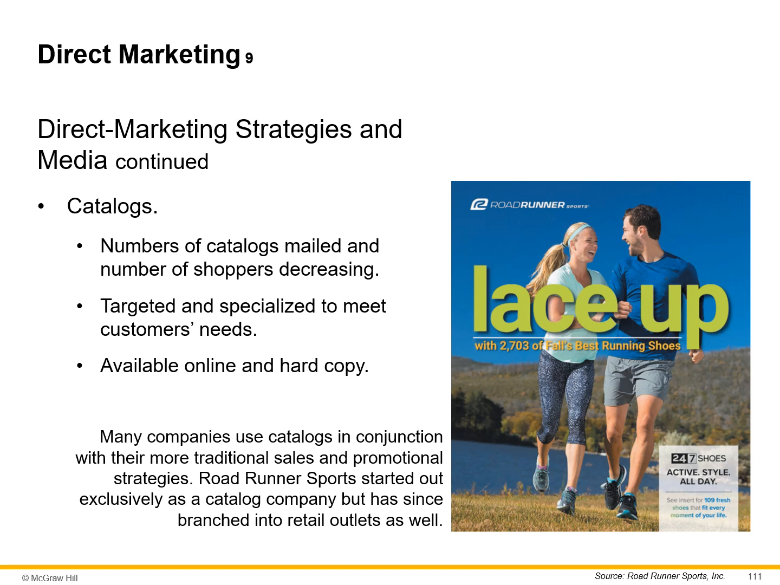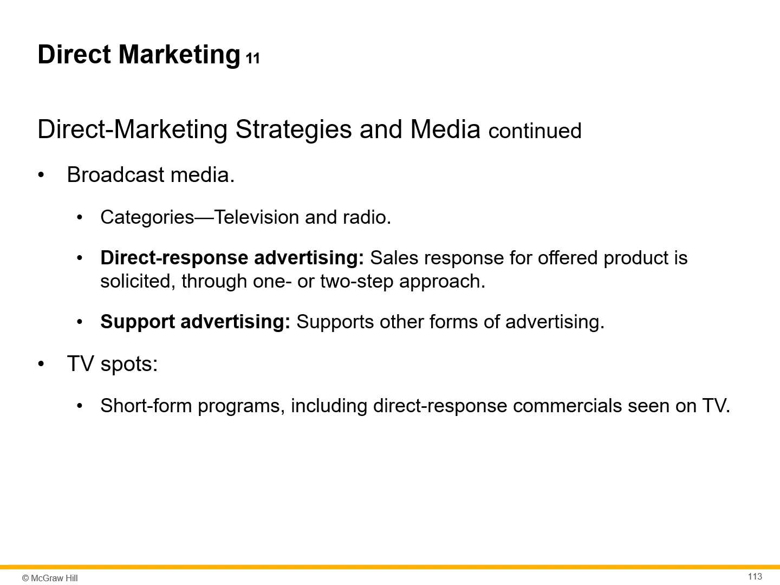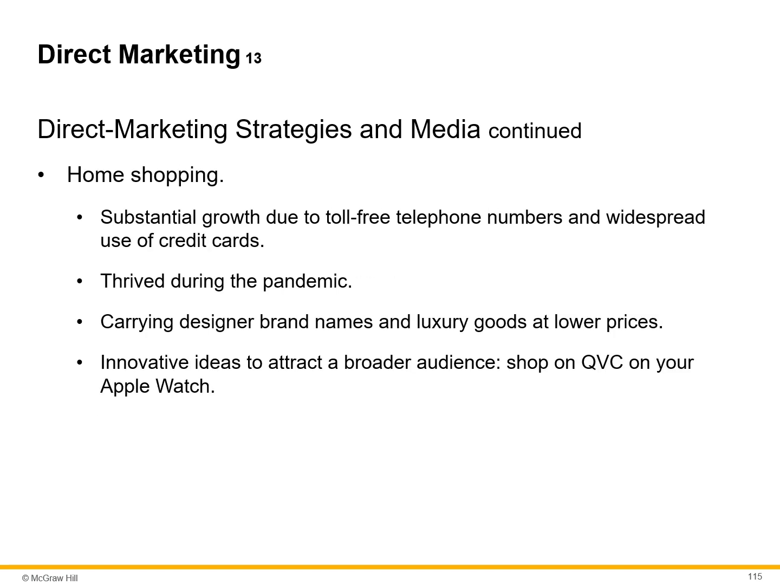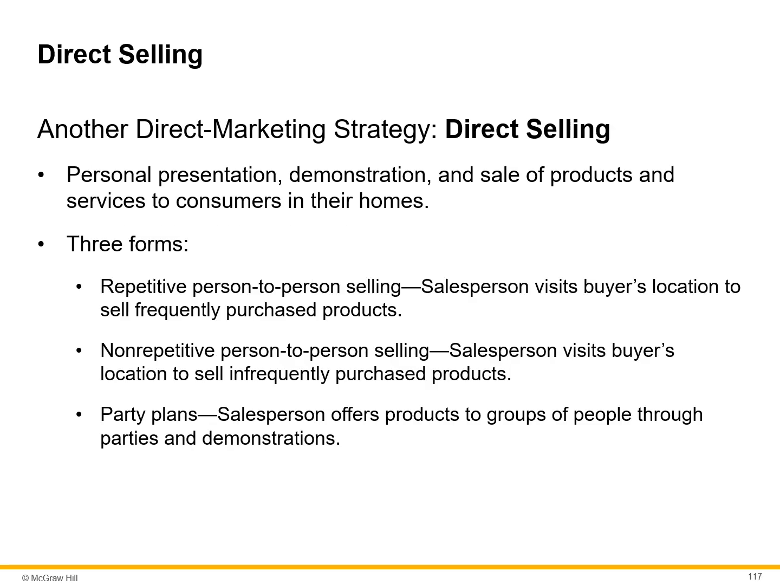Catalogs. Email. Spam. What is spam? The electronic equivalent of junk mail. And broadcast media. TV spots, also infomercials. An infomercial is longer. It's not a commercial of normally 15 seconds or 30 seconds. An infomercial could be a 30-minute or 1-hour slot, oftentimes late at night or early in the morning, for night owls. Infomercials, home shopping networks like QVC, and print media, telemarketing by call centers, and direct selling.